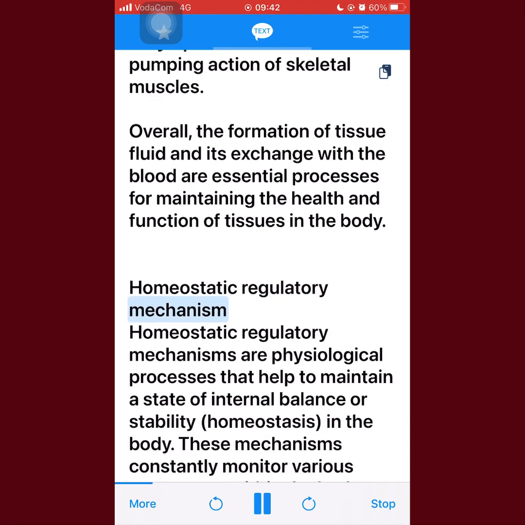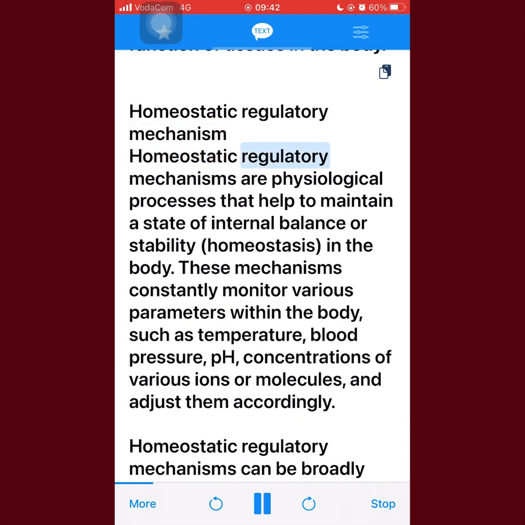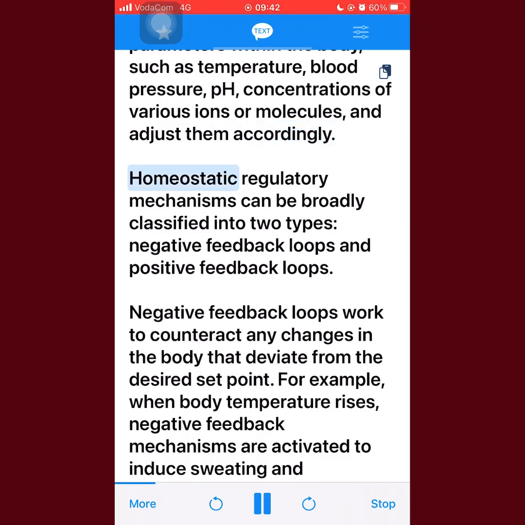Homeostatic regulatory mechanism. Homeostatic regulatory mechanisms are physiological processes that help to maintain a state of internal balance or stability, homeostasis, in the body. These mechanisms constantly monitor various parameters within the body, such as temperature, blood pressure, pH, concentrations of various ions or molecules, and adjust them accordingly. Homeostatic regulatory mechanisms can be broadly classified into two types: negative feedback loops and positive feedback loops. Negative feedback loops work to counteract any changes in the body that deviate from the desired set point.